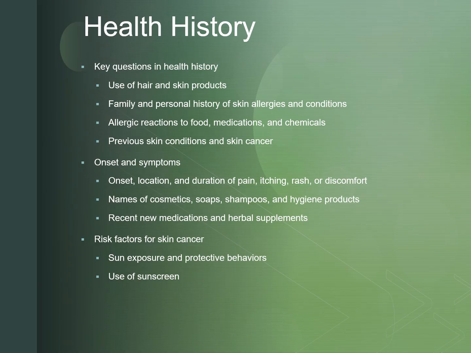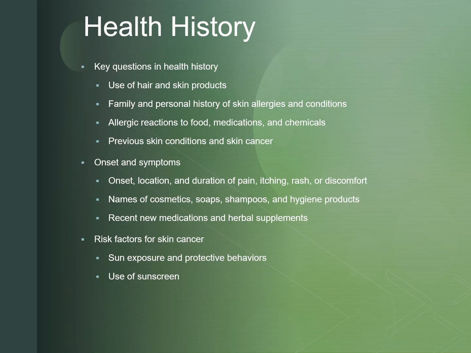So a thorough skin health history really is going to help us identify risk factors, causes, and patterns before we even assess the skin. So key questions to ask: do they use any products on hair, skin, or hygiene products? Because new products could possibly create contact dermatitis if maybe they're coming in with that. We want to get personal and family history of any skin conditions like eczema, psoriasis, or acne. Skin cancer history is also going to be important for risk stratification.